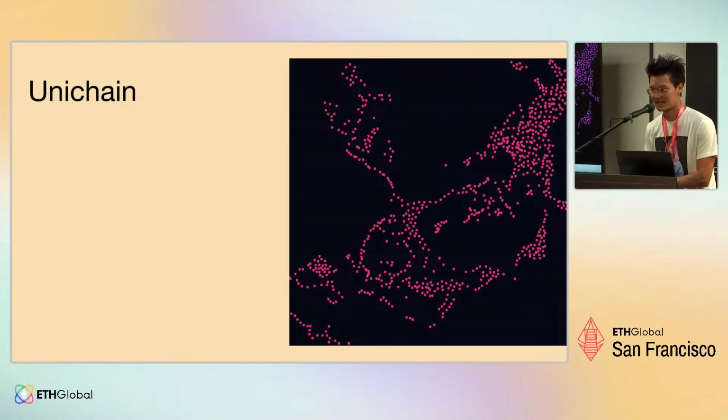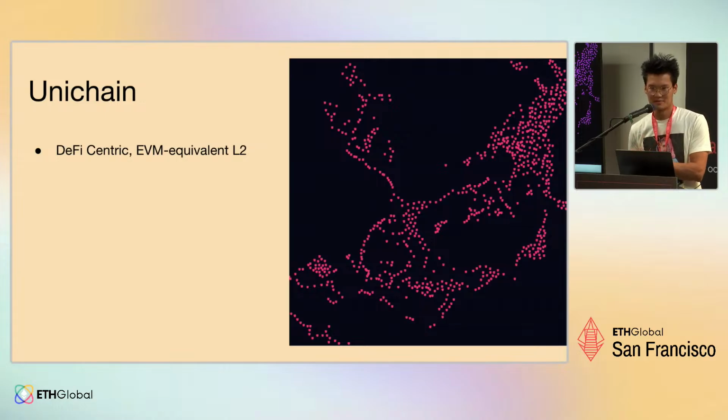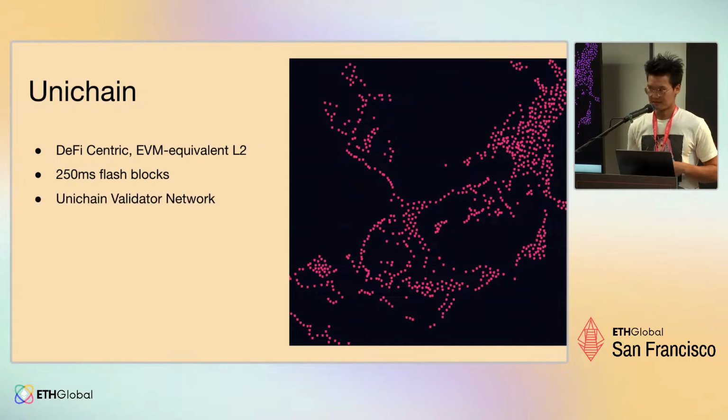Unichain. As you guys saw last week, we announced a DeFi-centric EVM equivalent L2 built on the superchain. So I figured I'd quickly chime in. It has 250 millisecond flash blocks, or transactions confirmed super quickly. We have this validator network associated with it, and also priority fee ordering and fewer sandwich attacks happening on Unichain.